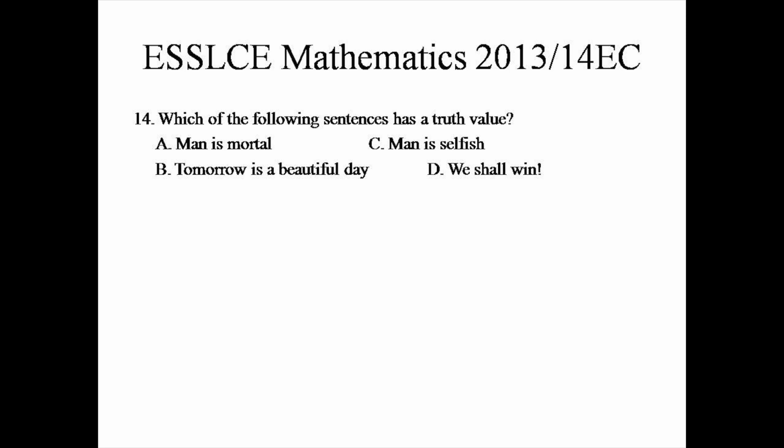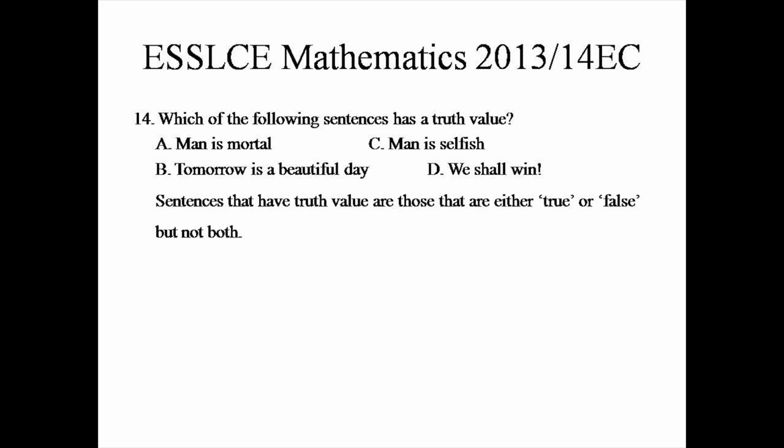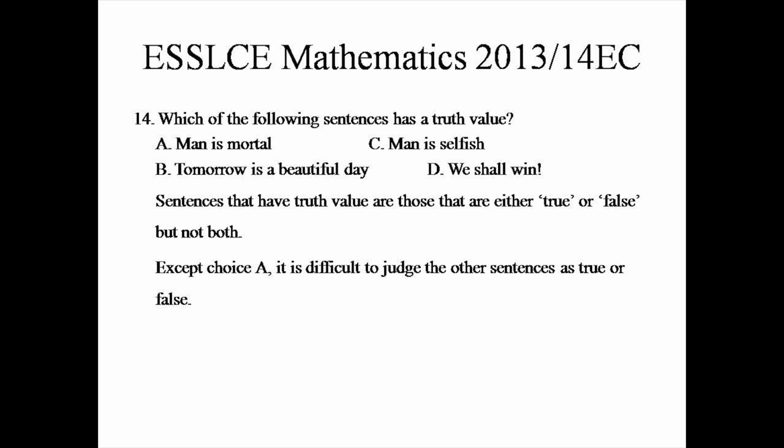A. Man is mortal. B. Tomorrow is a beautiful day. C. Man is selfish. D. We shall win. Sentences that have a truth value are those that are either true or false, but not both. In this case, except choice A, it's difficult to judge the other sentences as true or false because they are simply expressing personal opinions or goodwills. So the right alternative is choice A.